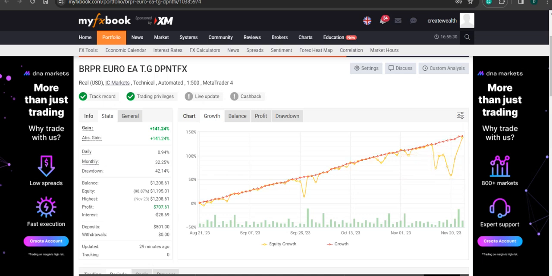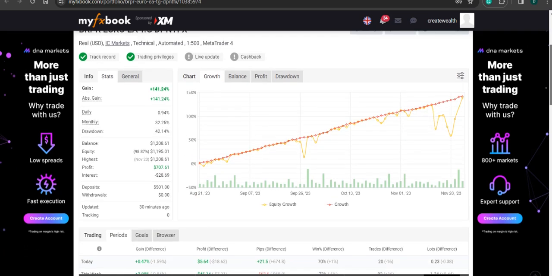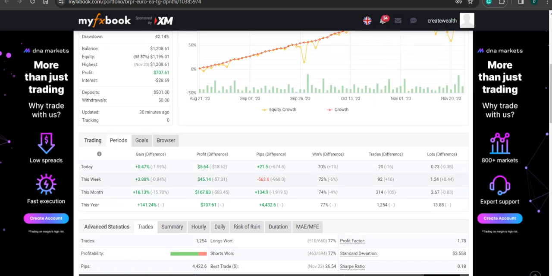It just happened once so far. Earlier the max was around 27% or something like that. I recommend trading with at least 1000, or 1500 is preferable. Whatever drawdown you see, we started with $500. If you would have started with 1000, then probably you could see a lower number here. Today we made 0.47%. This week we made 3.88%. This month we made 16.13%, and this year we made plus 141%.